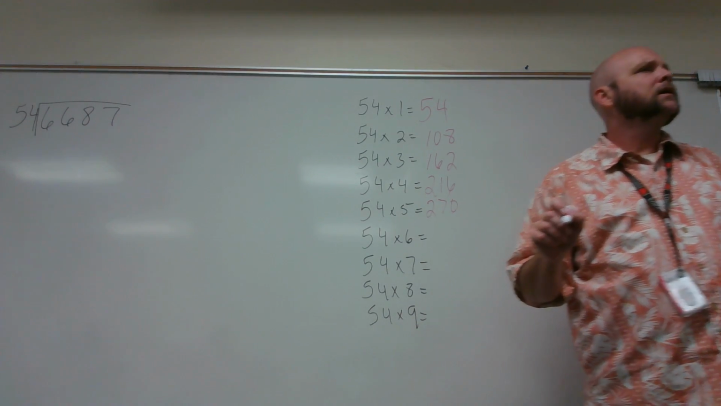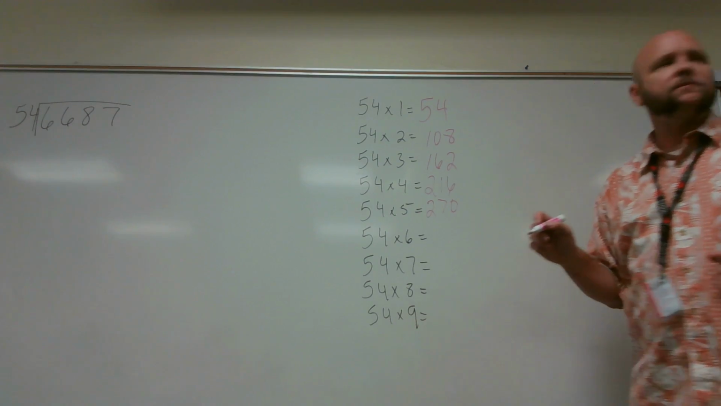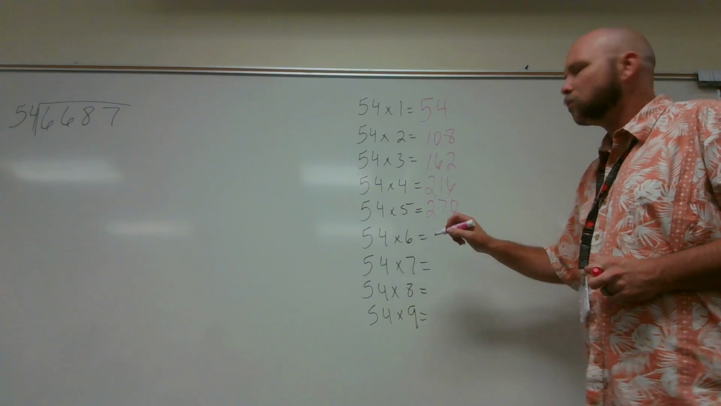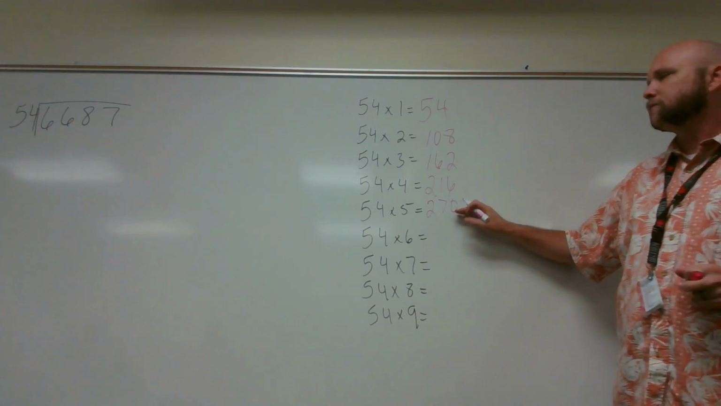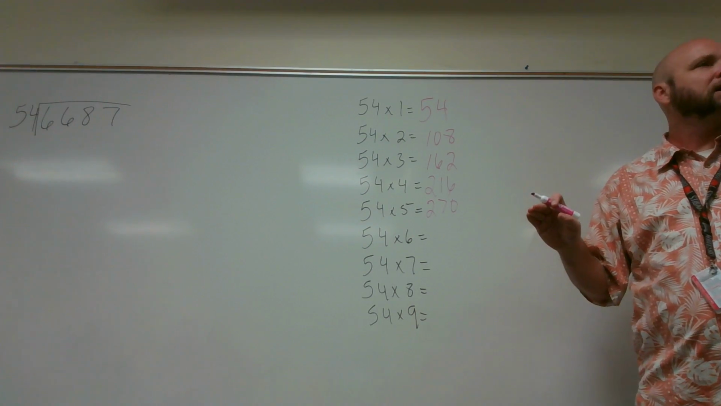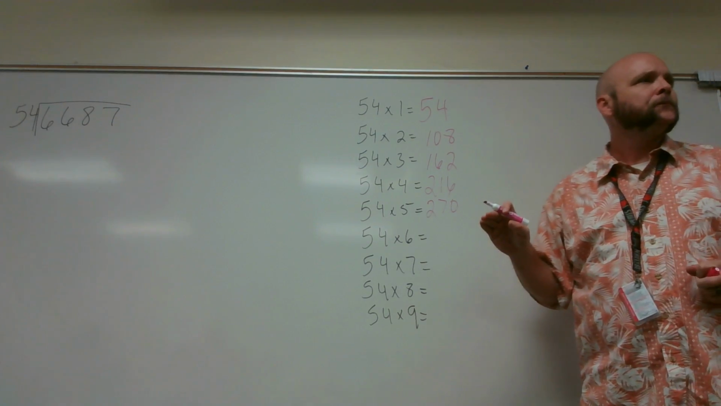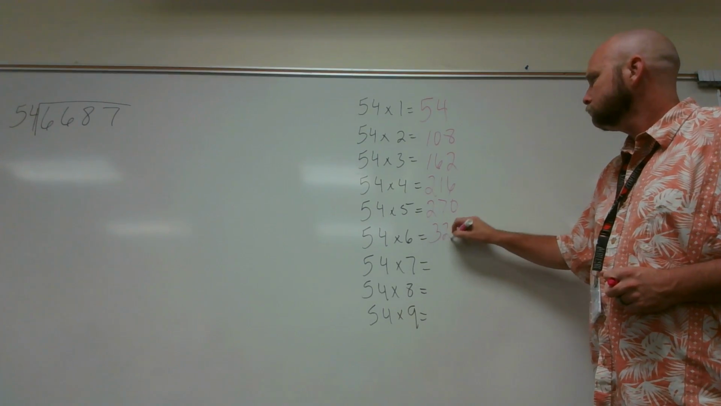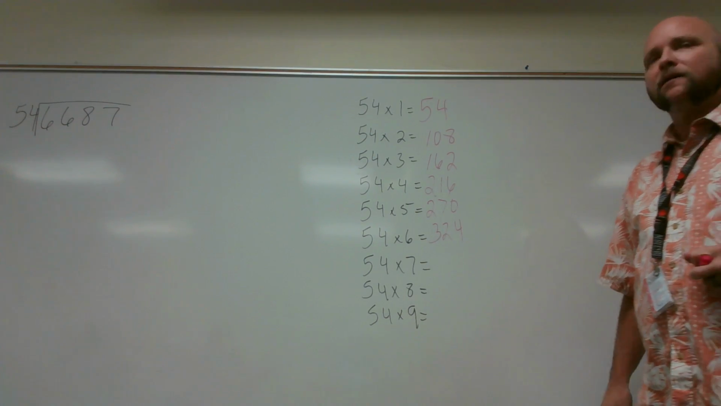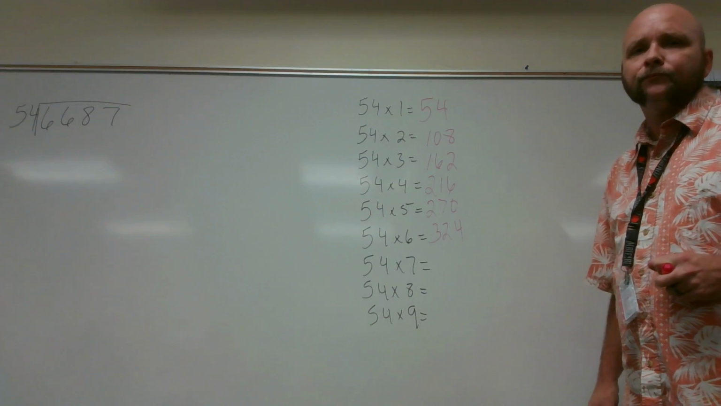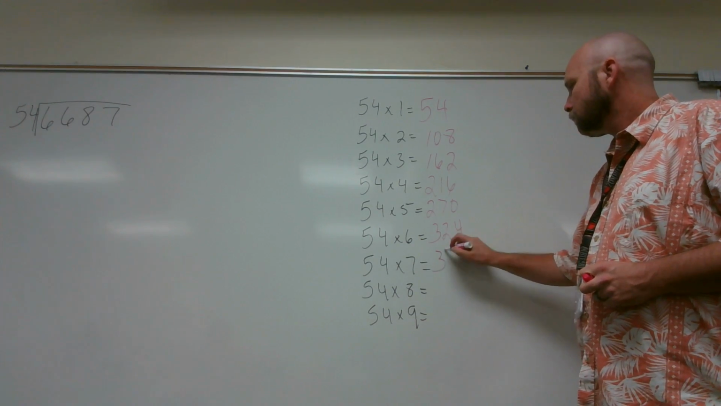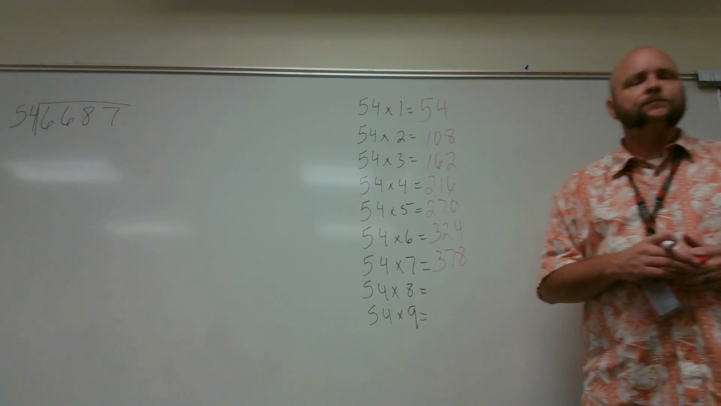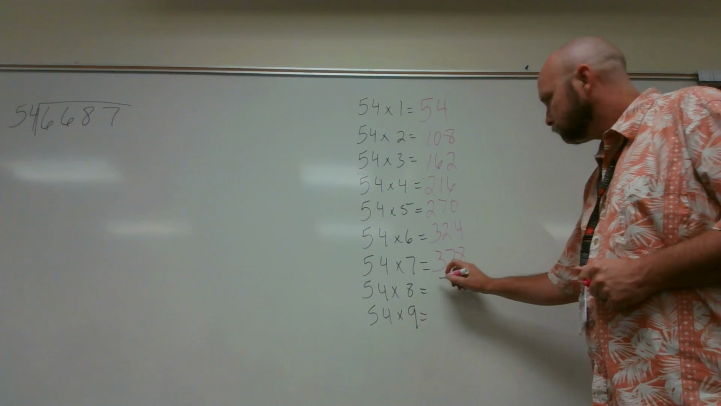Lizzie, 54 times 6? 274? Well, 54 times 5 is 270, according to my close friends here. Rocky? 324. 54 times 7, Delaney? 378. 54 times 8, Scarlett? 432.